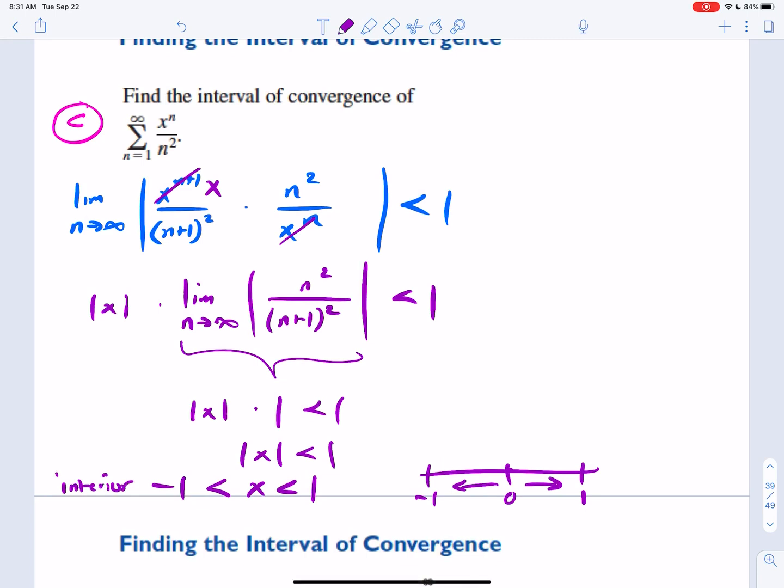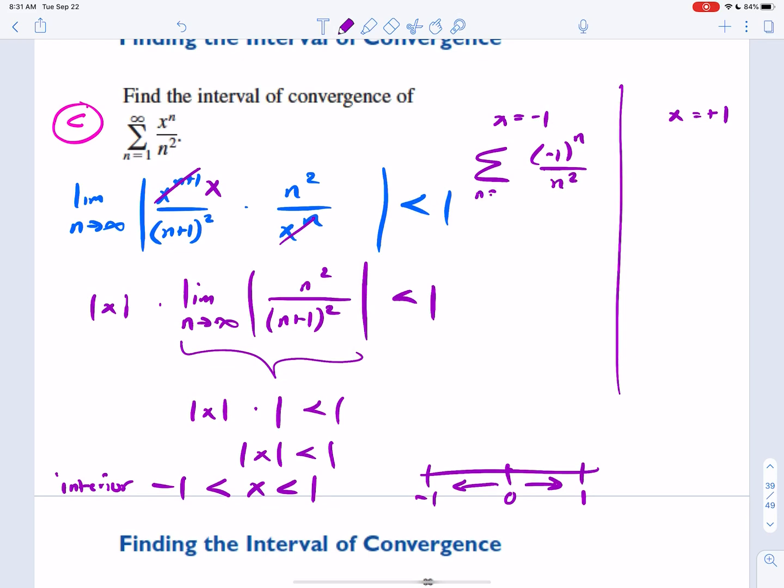Okay. Now we check our endpoints. x is -1, x is +1. So when x is -1, you should get the summation of (-1)^n over n squared, as n starts at 1 and goes all the way to infinity. Here it's going to be 1^n over n squared, as n starts at 1 and goes to infinity. Over here, 1 to the n power is just 1. 1 over n squared, you guys would definitely run p-series.